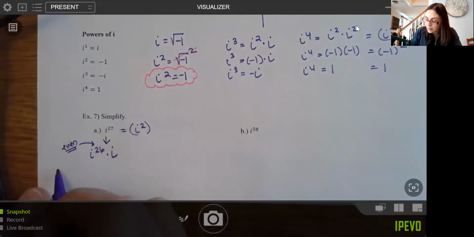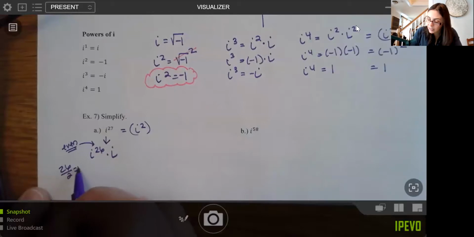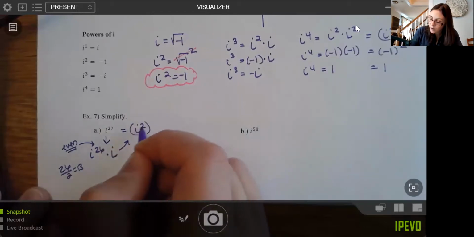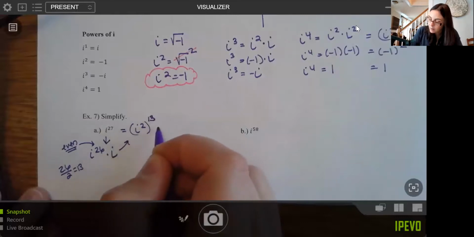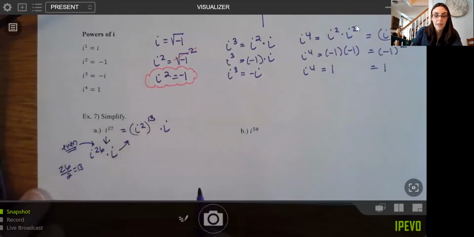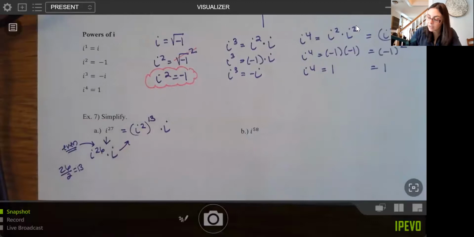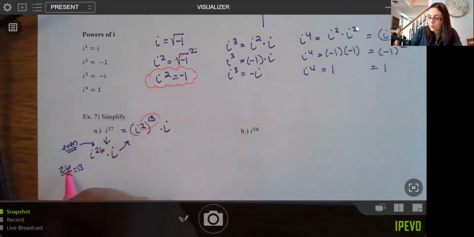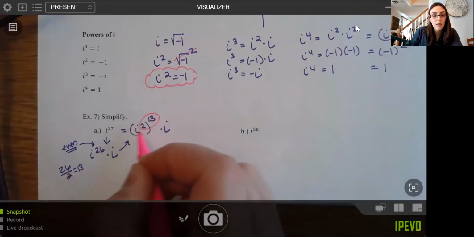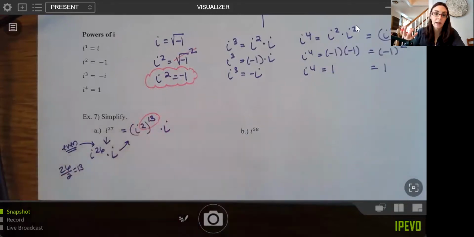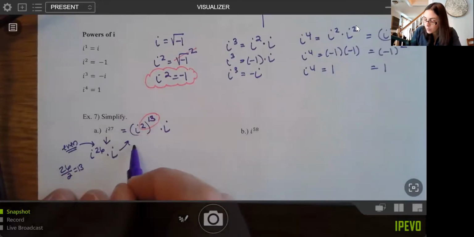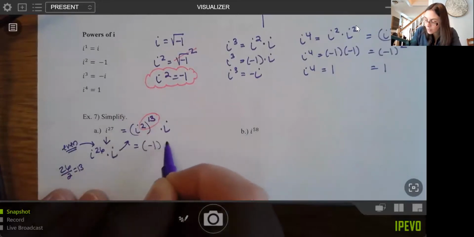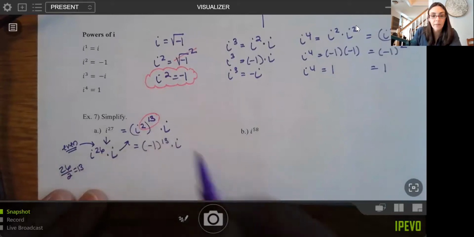Well, 26 divided by 2 is 13. So this is the same thing as i squared to the 13th power times i. The reason that works is because 2 times 13 is 26. So this is one of those exponent rules that we use, where if you have a double exponent, you multiply. So this becomes -1 to the 13th power times i.